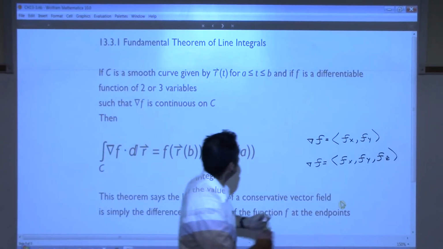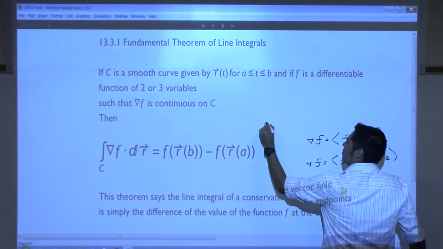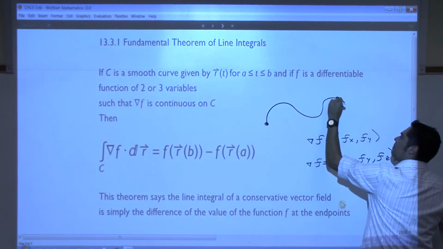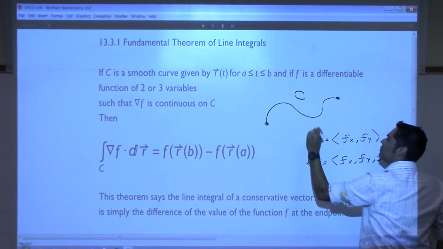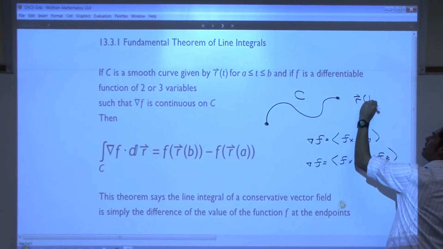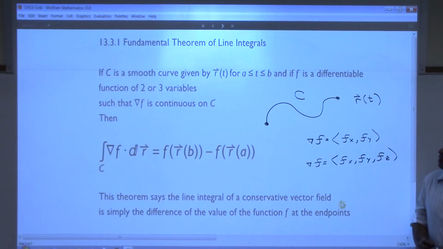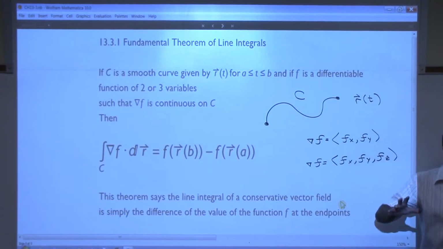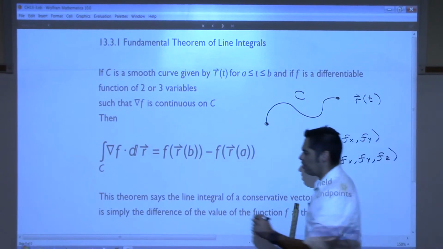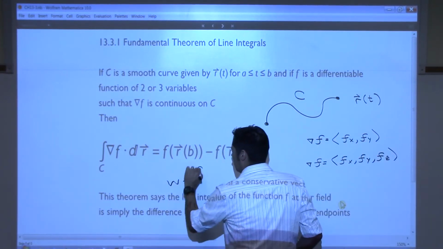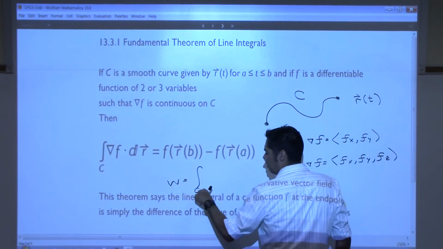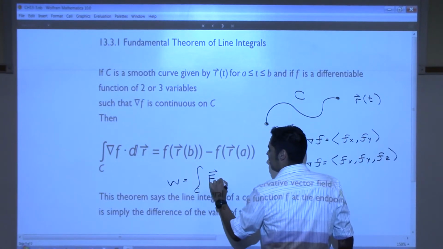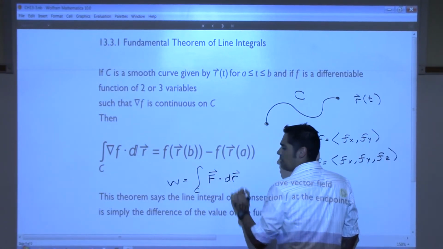So what does that mean? We have some curve, right? This might be in two-dimensional or three-dimensional space. r of t draws that curve. Then if I asked us to find the work done, we did this last class, work was defined to be the line integral over the curve C of the vector field dot dr. Remember that from last class?